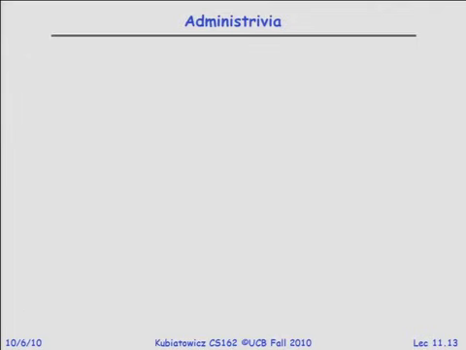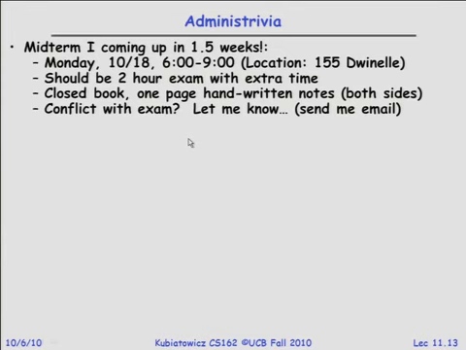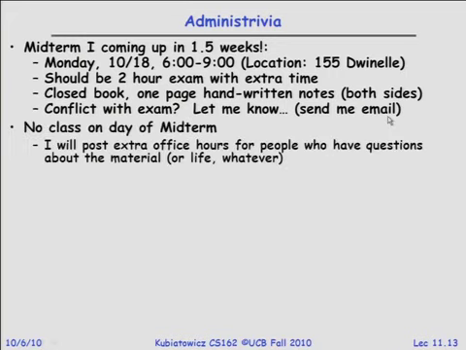Okay, administrivia. Midterm 1 is coming up. It's a week from Monday, 2 weeks from last Monday, 3 weeks from the previous Monday. It's going to be in 155 Dwinell. It's closed book, 1 page of handwritten notes, both sides. No microfiche, no magnifying glasses. Make sure you let me know if there's a conflict. Send me email. We'll consider conflicts.